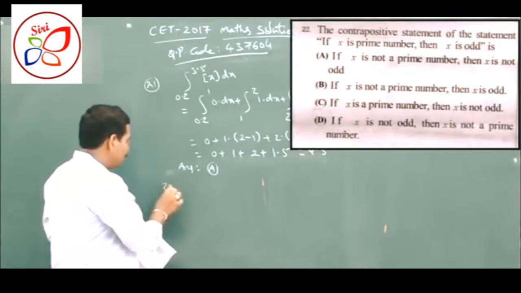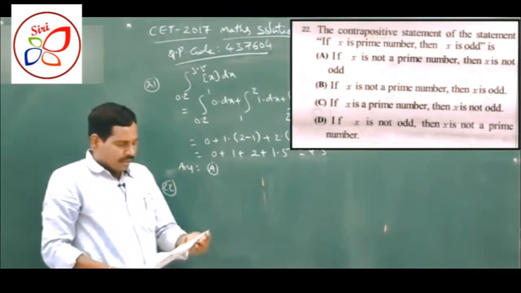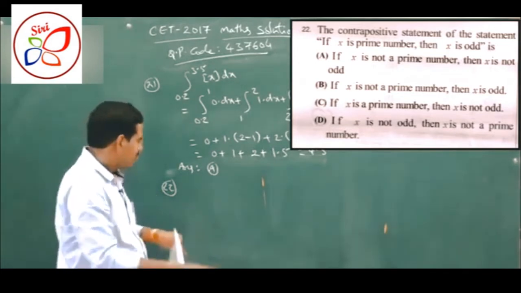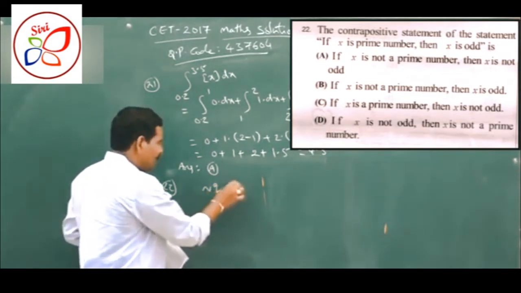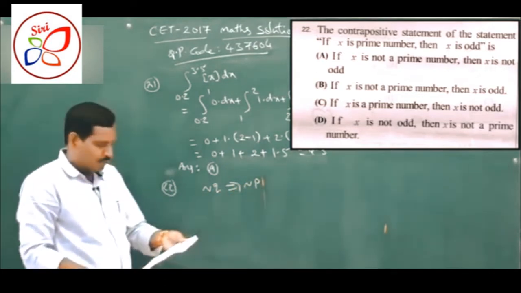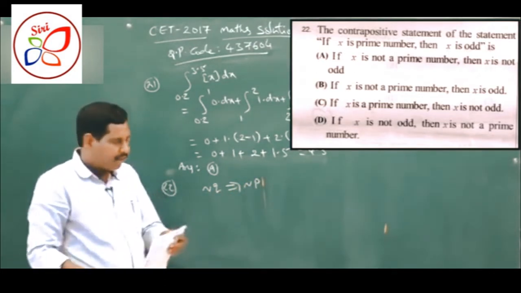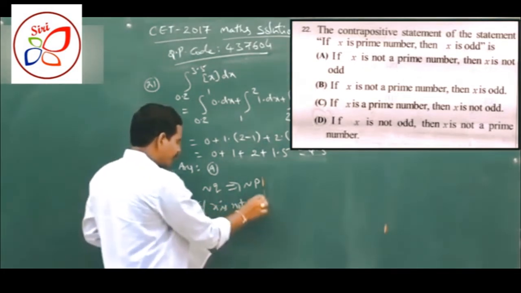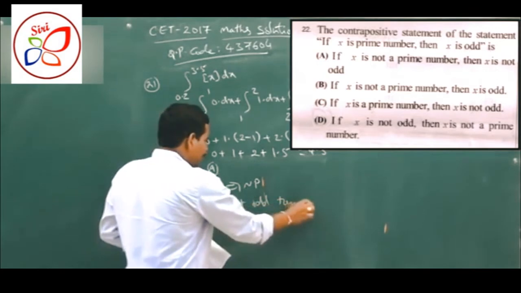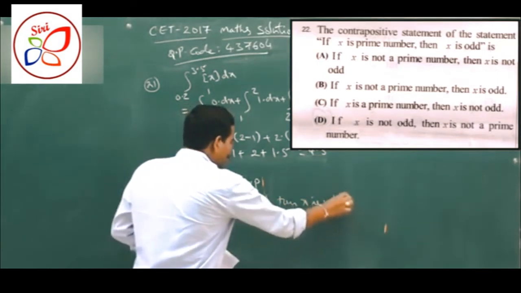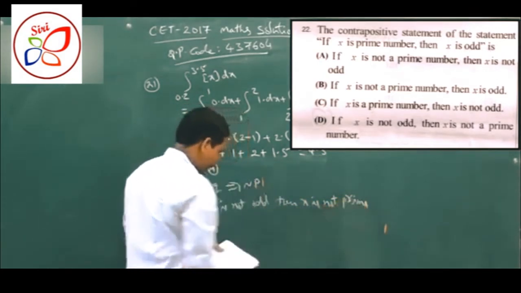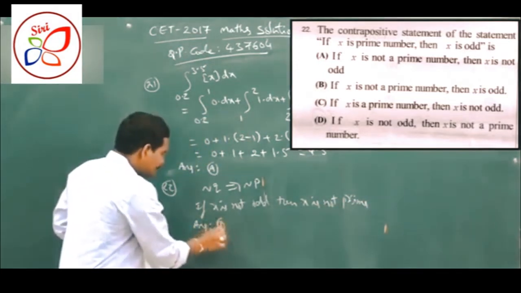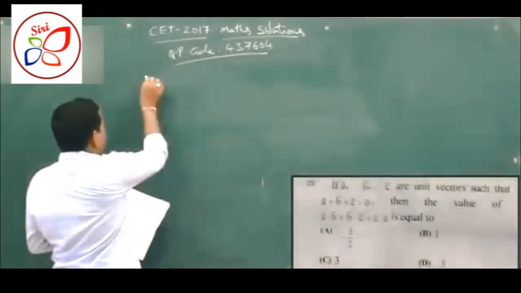Question number 22. If x is a prime number, then x is odd. We need the contrapositive treatment. It means negation Q implies negation P. So obviously the answer is, if x is not odd, then x is not prime. So answer D.